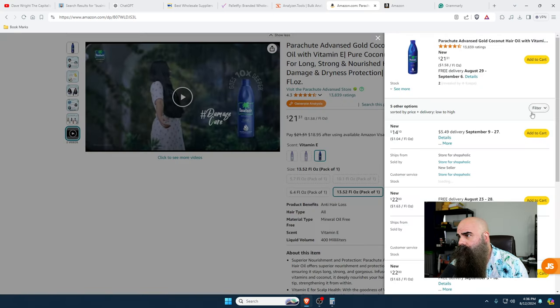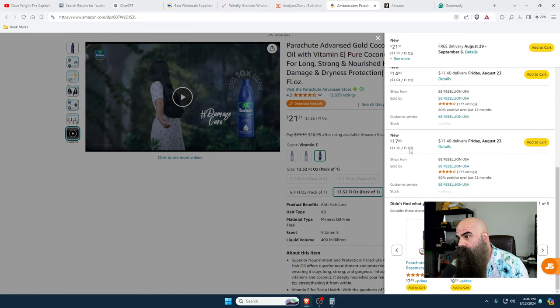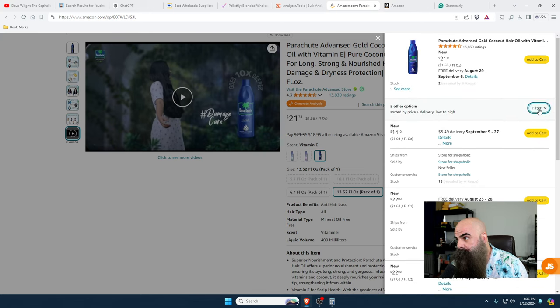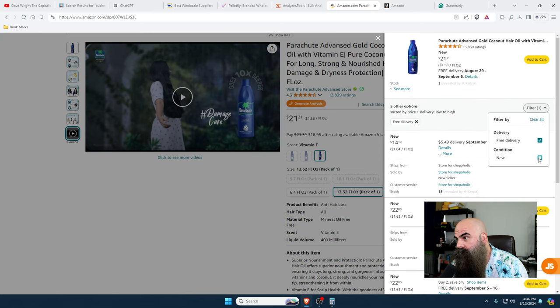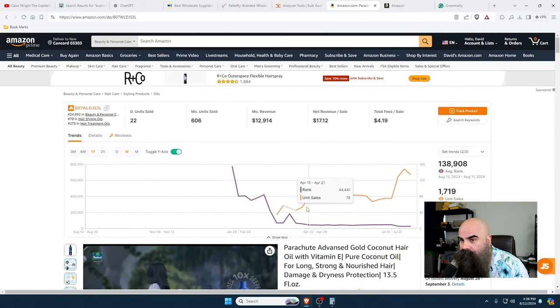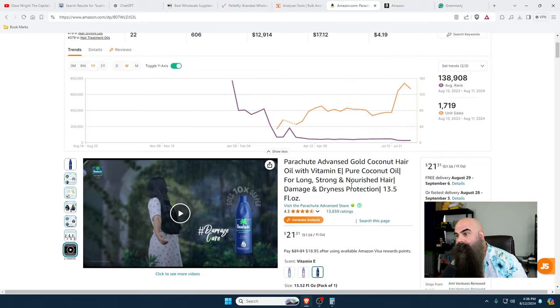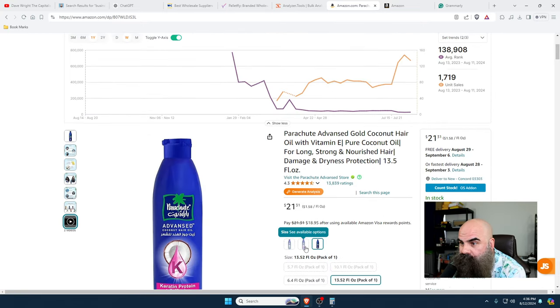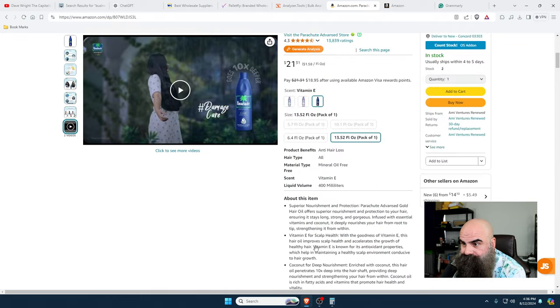We're going to go in here. We're going to filter this. Now, this is curious to me. It is only being sold FBM. There's no FBA. So I wonder if this is something that can't be shipped in FBA, maybe because it's like a pressure-treated bottle or something.